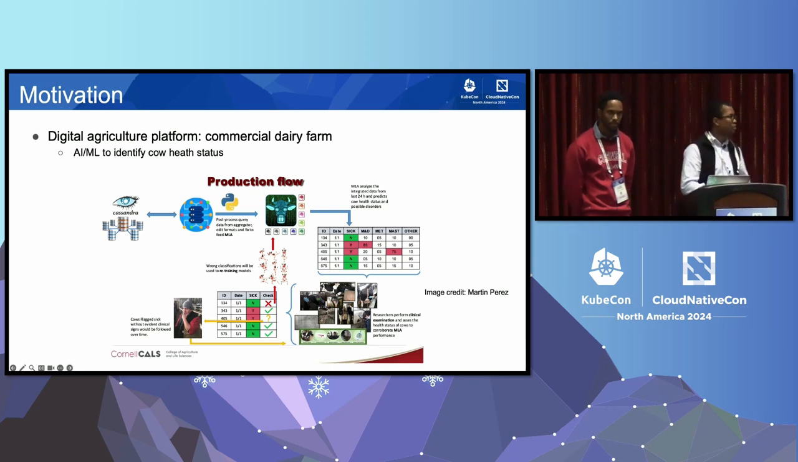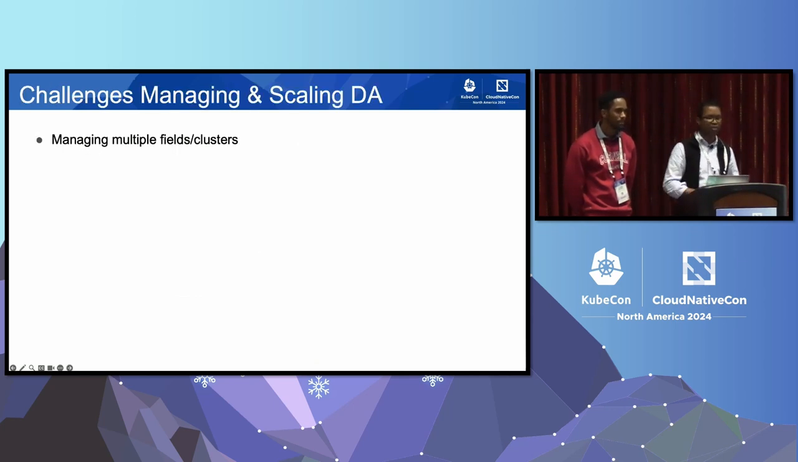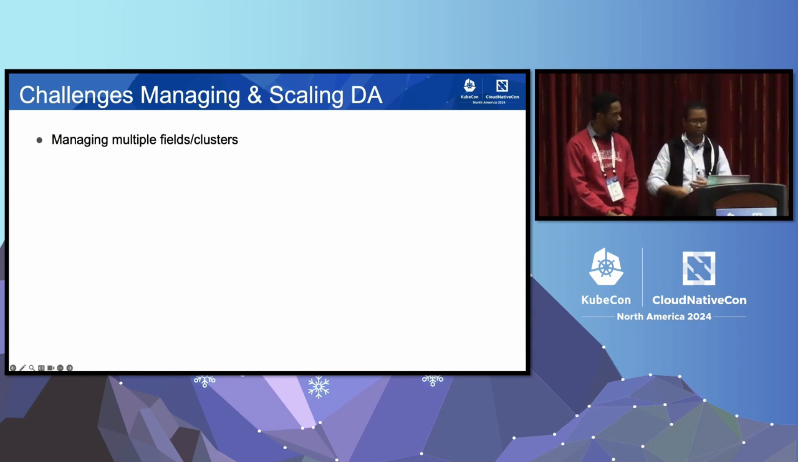As I mentioned before, we have been running this platform for the last 17 months. This system has matured enough that we decided to extend it to manage other types of farms, and we selected the vineyard as our next use case. However, when we did that, we encountered some challenges. The first challenge was associated with managing multiple fields. In vineyard farming, a single owner can operate multiple farms. Then we encountered challenges related to deploying data analytics across different farms using a single control plane.